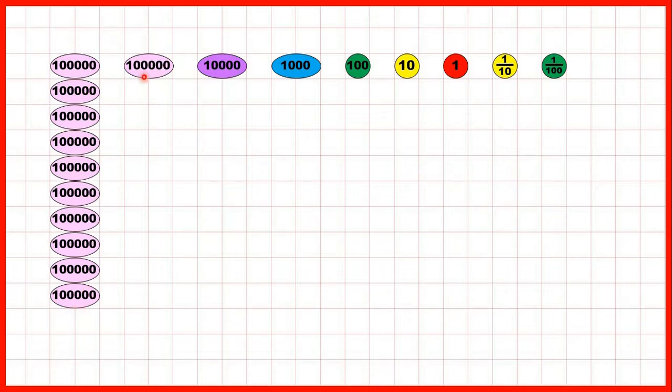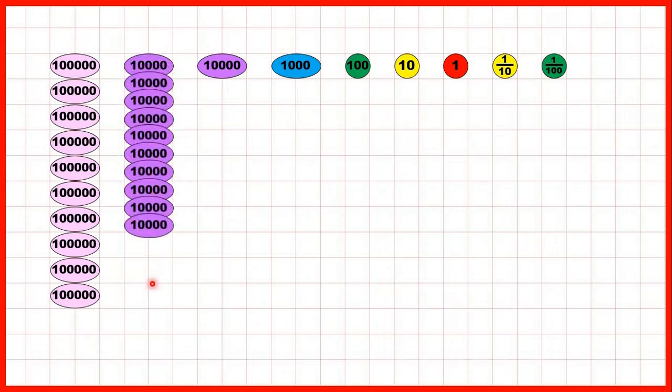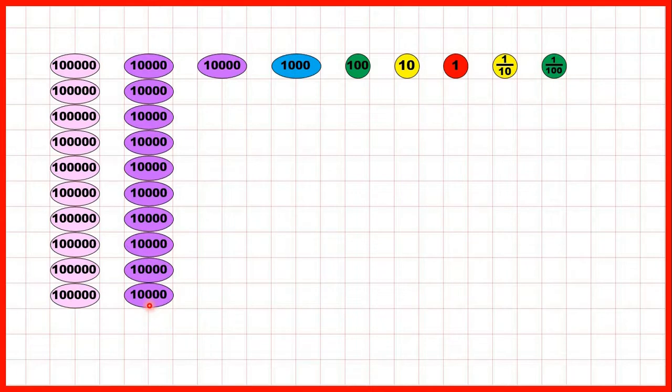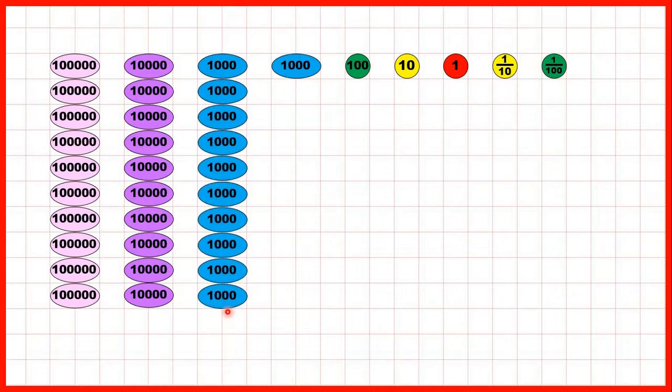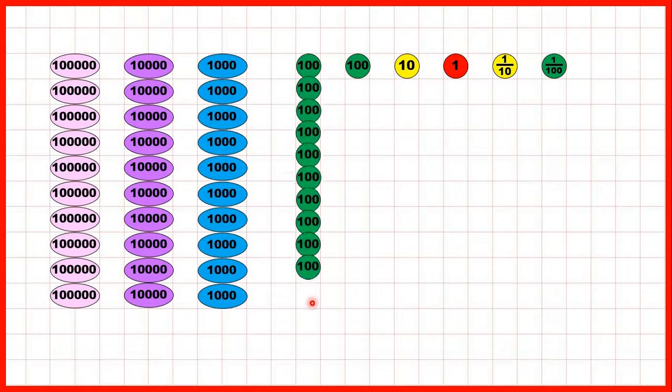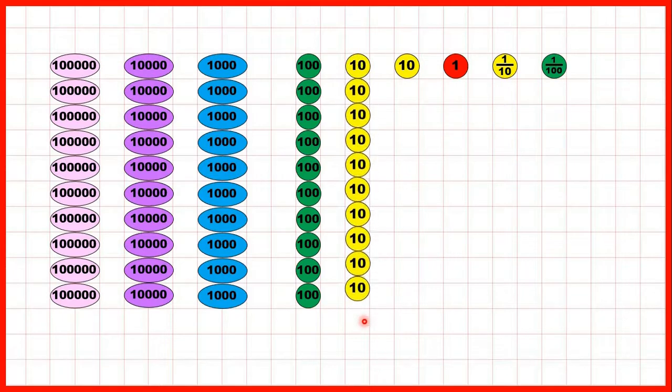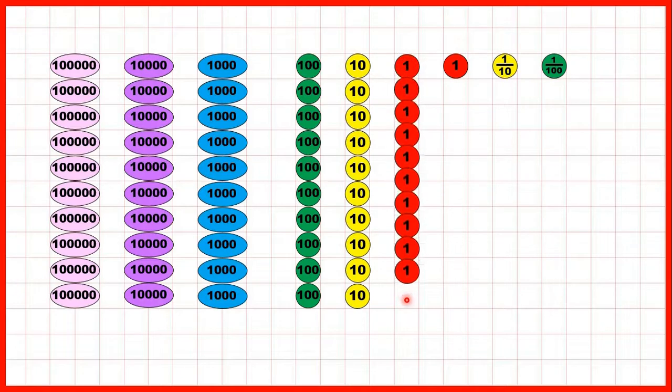If we have 1 100,000s counter, we can exchange that for 10 10,000s counters, because 10 10,000s has the same value as 1 100,000. If we have 1 10,000 counter, we can exchange that for 10 thousands counters. If we have 1 thousands counter, we can exchange that for 10 hundreds. 100 can be exchanged for 10 tens. 10 can be exchanged for 10 ones.